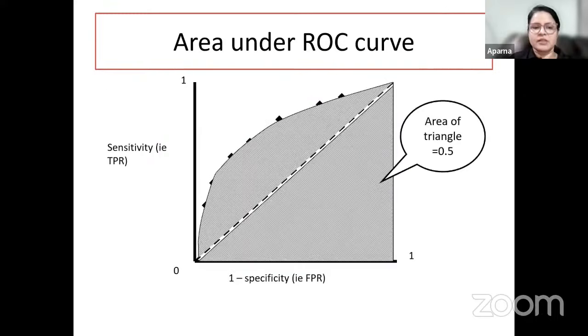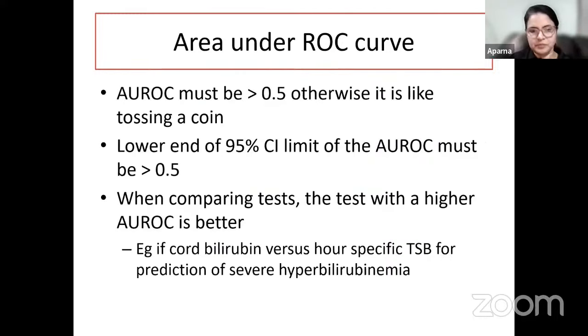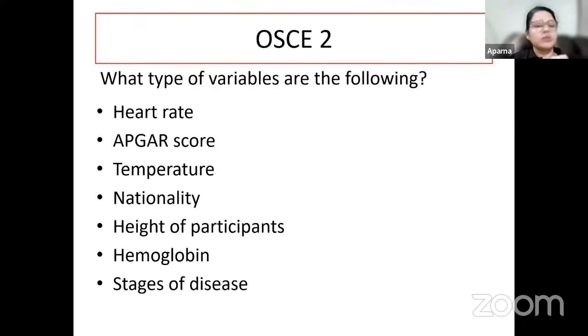The ROC curve is a curve that represents the overall diagnostic performance of any new diagnostic test. The x-axis is represented by false positivity rate or 1 minus specificity, and the y-axis is represented by sensitivity or true positivity rate. So let's now move on to the next question. We're going to have 5 questions on statistics, and then we'll discuss some core neonatology questions.